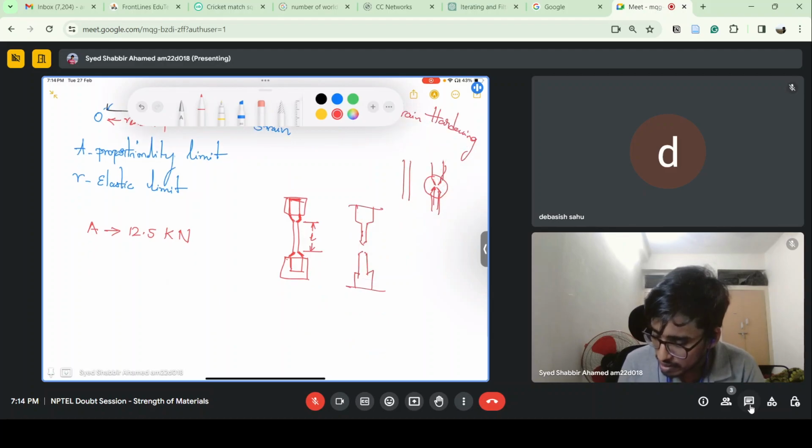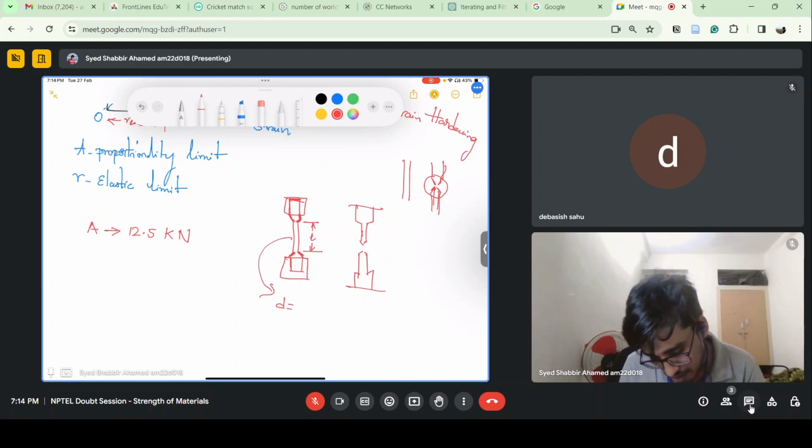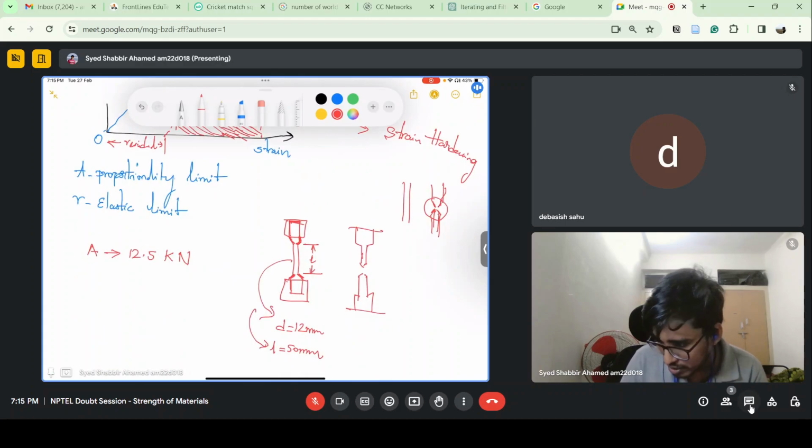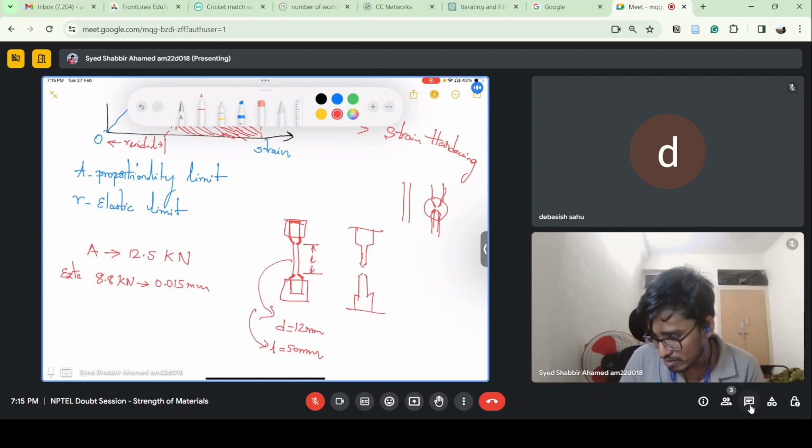Here they have given that the gauge length has a diameter of 12 mm, and the gauge length is 50 mm. The extension at a load of 8.8 kilonewton, which is below the elastic limit, is given as 0.05015 mm. So it means that this is up to 8.8 kilonewton.